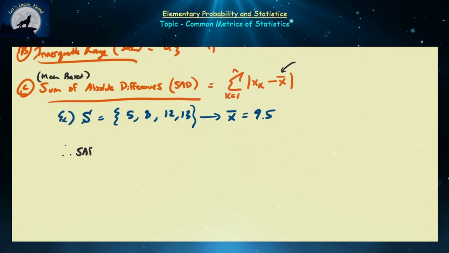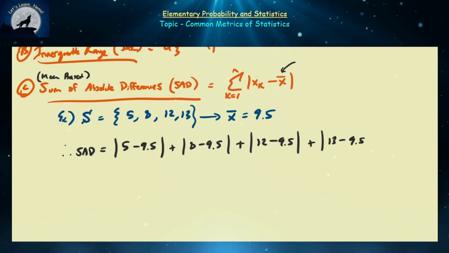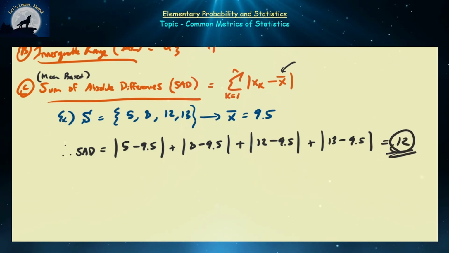So the sum of absolute difference will be equal to, so we're going to take each of the values, 5, and subtract the mean, take the absolute value, and then take the next value, 8 minus the mean, and then the next value, take the value, subtract the mean, take the absolute value, then the next value, 13, subtract the mean, absolute value, and add. And once you do all that, you're going to get a sum of absolute difference of 12.